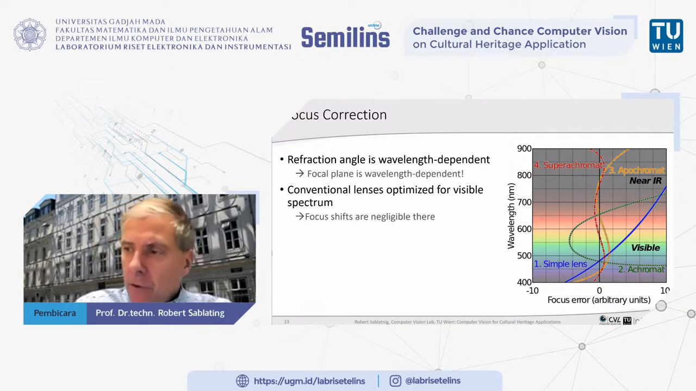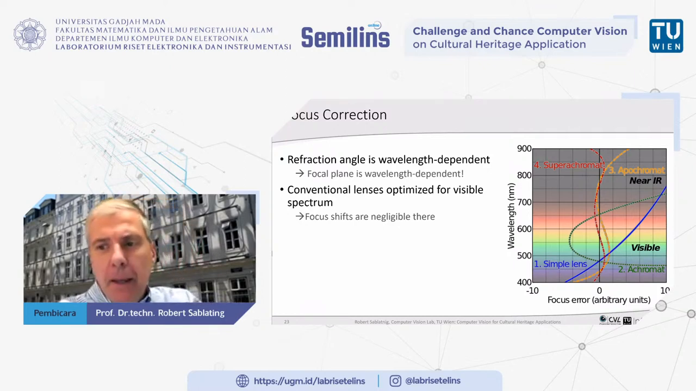And if you use conventional lenses, they are optimized for the visible spectrum. If you use ultraviolet and infrared, however, you see that the lenses make different things. So if you have a simple lens, this would be the wavelengths in this area, and here the focus. Ideally it's always at zero, so the focus would be at the zero place here. If you have a simple lens from blue to red, you automatically get some errors in the sharpness of the image.